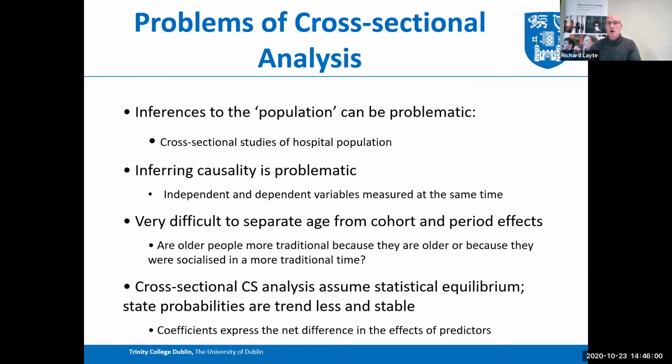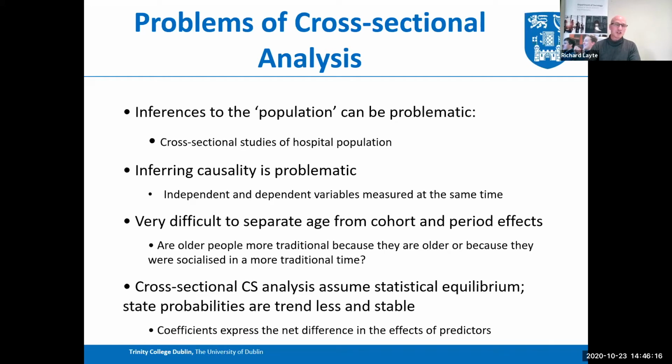The standard reason why we move from cross-sectional to longitudinal research is to do with inferring causality. Because if you're measuring dependent and independent variables at the same time, then of course it's very difficult to work out what precedes what.